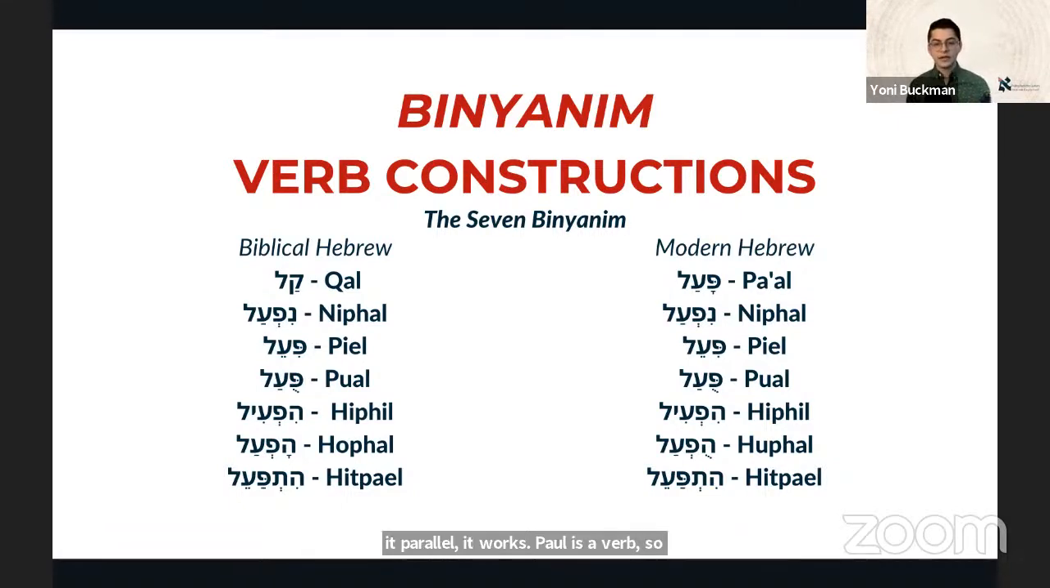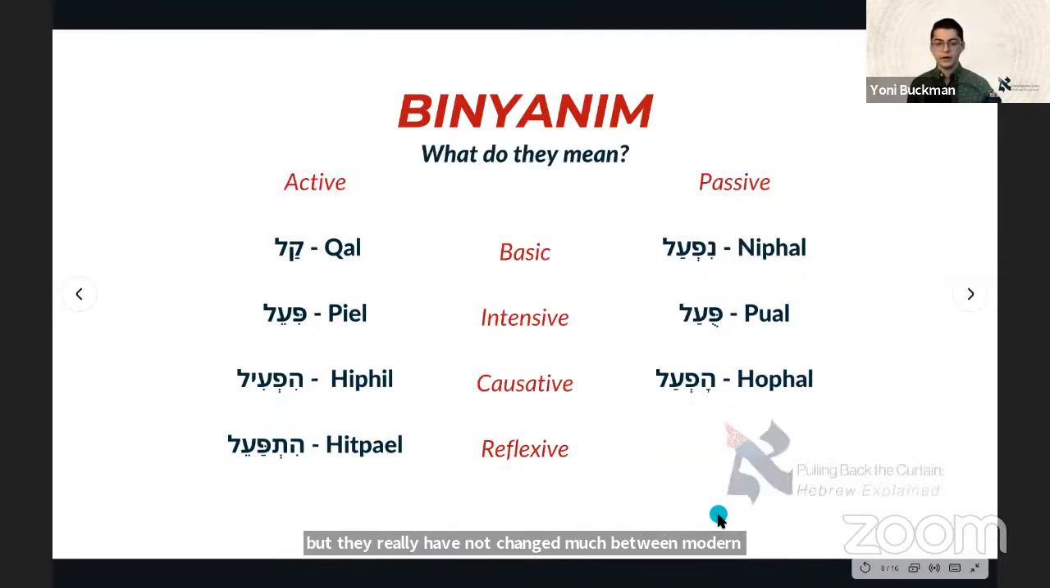So you have these 7 binyanim. Slight difference really between what was biblically the hofal. We have a kamatz katan here, the hofal, and in modern Hebrew it turned into a hufal. But again, the vowels of the O and the U are in the same family, so it's not that big of a shift. So moving forward, I'm really going to be using kind of the biblical Hebrew, but they really have not changed much between biblical Hebrew and modern Israeli Hebrew.